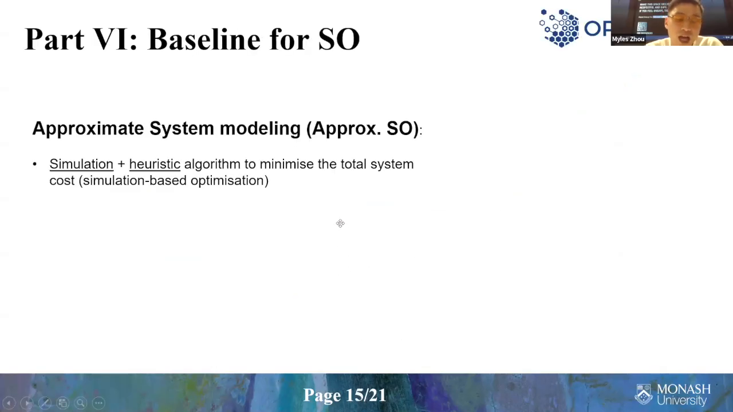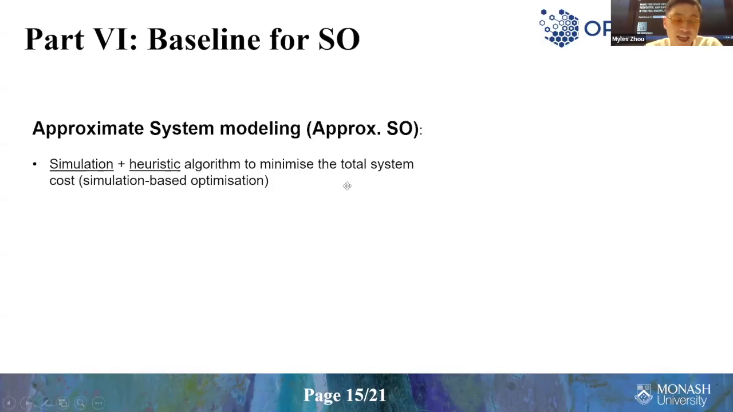As the baseline for the system optimal modeling, we use the approximate system optimal modeling. The main idea of the approximate system optimal modeling is that we use estimation and heuristic algorithms to minimize total system cost. It's quite similar to the user equilibrium modeling: we use similar simulations and similar heuristic algorithms, but the difference is we replace the objective function from minimizing the option difference to the total system cost.